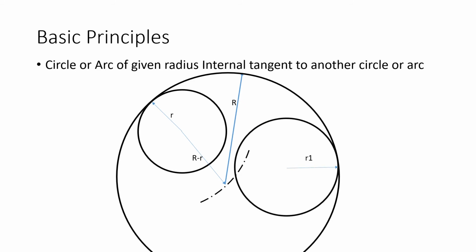Now let's say I had a second circle inside here, a second internal tangent. Both of them are touching the circle of big R. And if I look at the relationship between that circle and the circle of big R, I can see that the centers would be R minus R1.